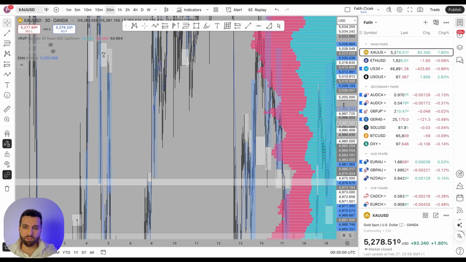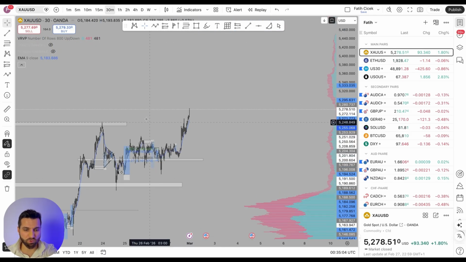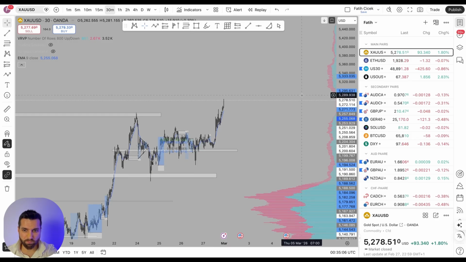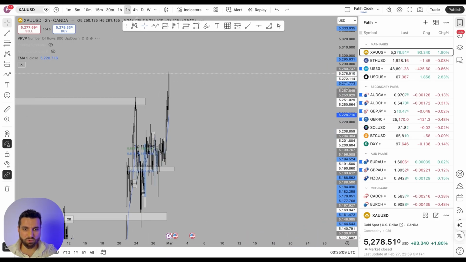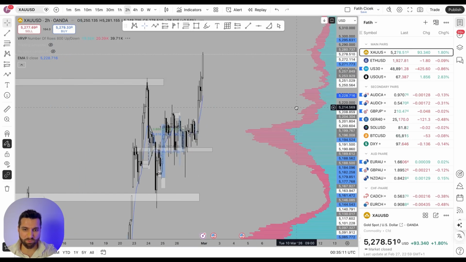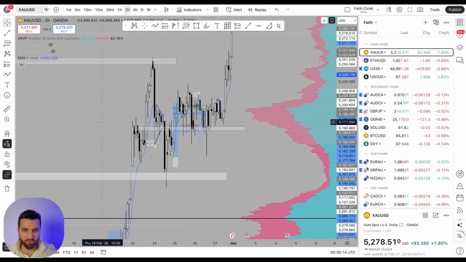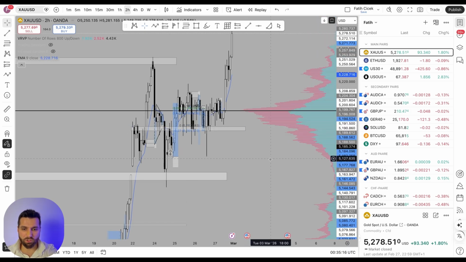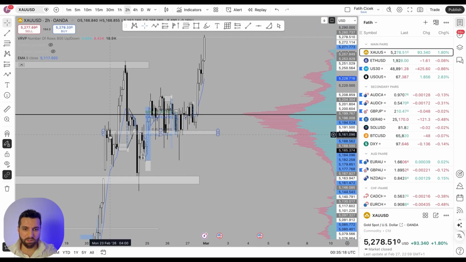Then there is another setup that we had just today, and I'm going to show it to you guys. So what we see here in the 2-hour time frame is we have this beautiful accumulation phase, and we can see on the 2-hour time frame that we've built a very strong supply zone over here.